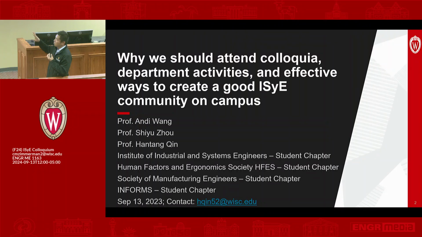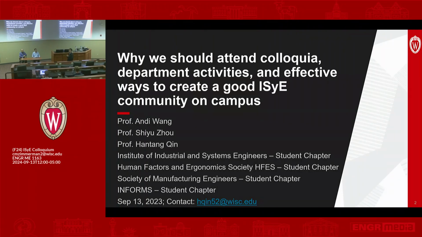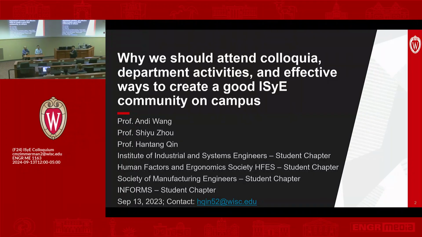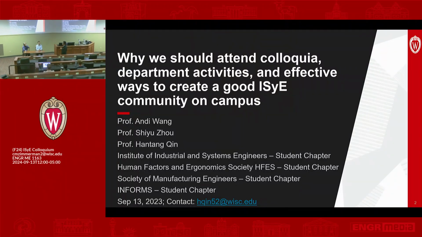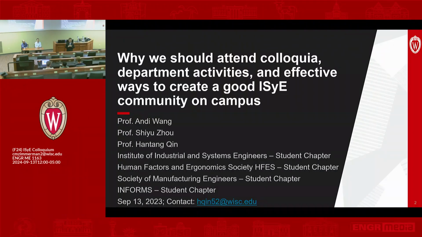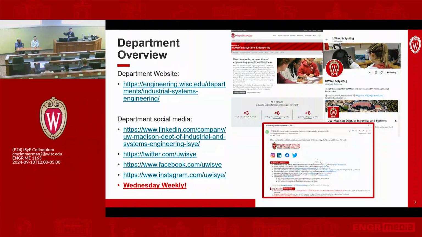And I forgot to list your society. There are 5 societies in the department, including Society of Manufacturing Engineers, Institute of Industrial and Systems Engineers, IE Connections, Human Factors and Ergonomics, and INFORMS. So these are the 5 societies. Each society has student leaders, and they organize their own activities. So we will get started by going through this introduction about the department.